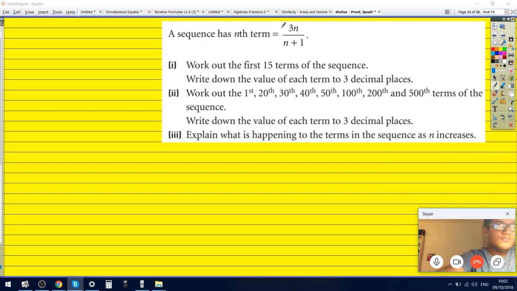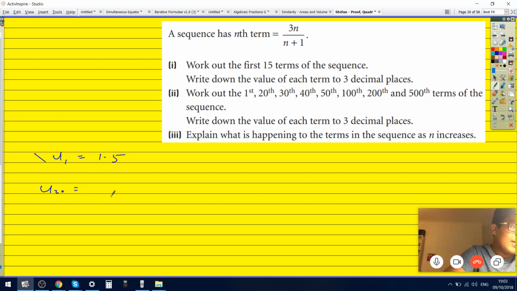Okay, so let's say just the first, what will be the first term? Over n plus 1. So the first term is 3 times 1 over 2. So that's 1.5. What will be the 20th term?